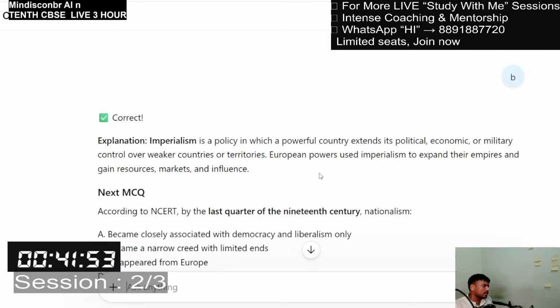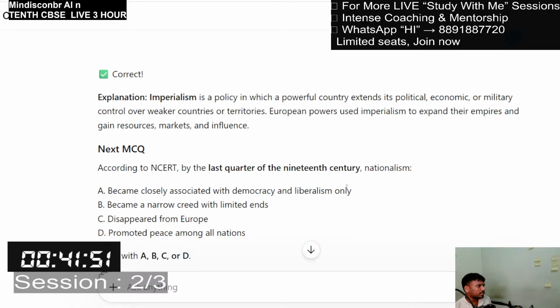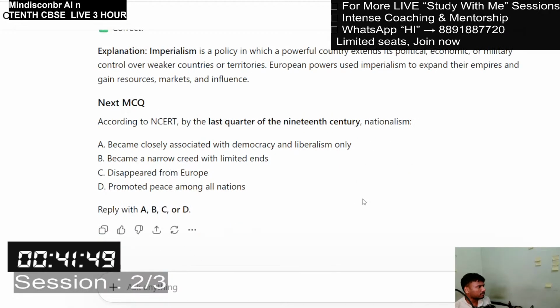According to NCERT, by the last quarter of the 19th century, nationalism became closely associated with democracy and liberalism only, became a narrow creed with limited ends, disappeared from Europe, promoted peace among all nations. Became a narrow creed with limited ends.